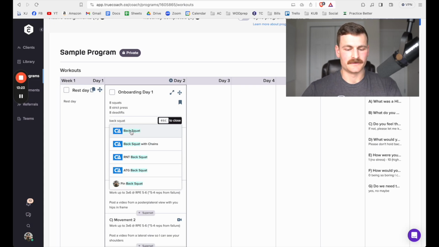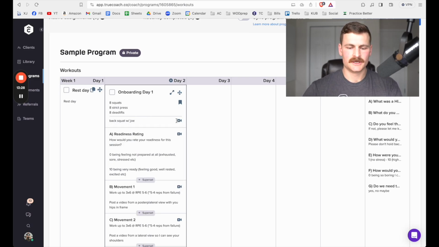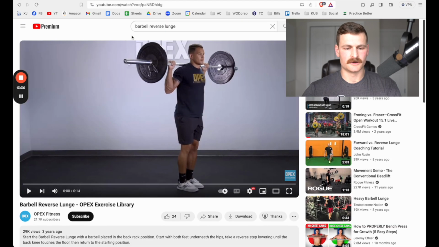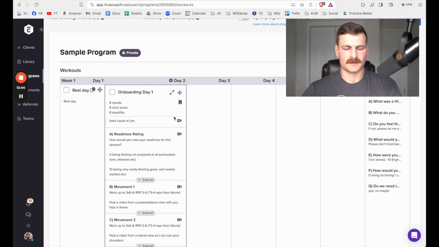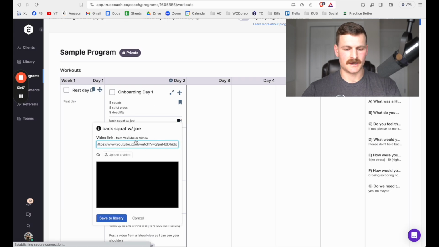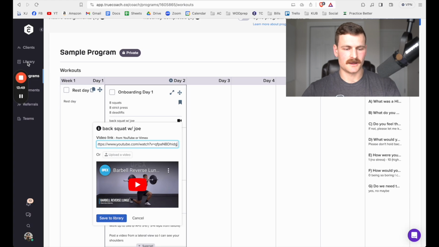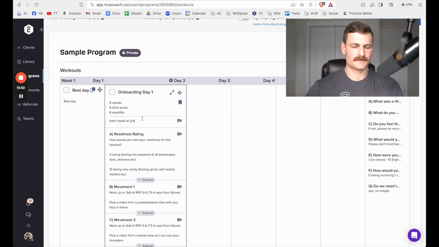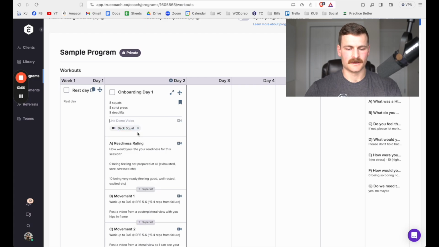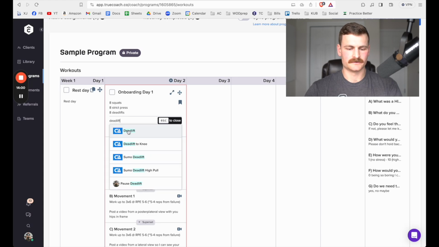squat. Now if it's not in here, let's say I search back squat with Joe. You can see that there's nothing populating here, and that I actually get this little plus sign on this video camera. All I need to do is go to YouTube or Vimeo, search for whatever it is that I'm looking for. Obviously, this isn't a back squat with Joe, but I just need to come in here, copy that hyperlink, and then I can stick it right in there, and it will be added to our library so that I can pull from it again. Okay, back squat, strict press, and then deadlift.